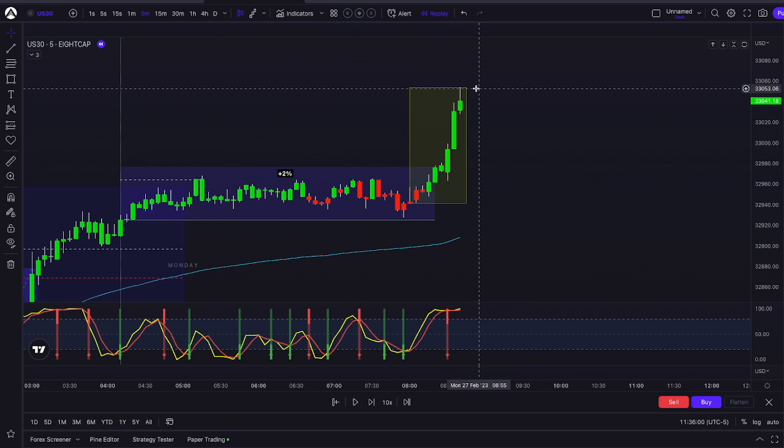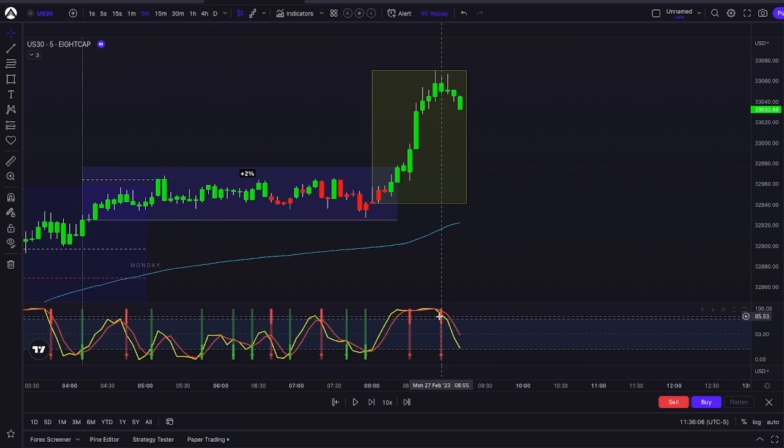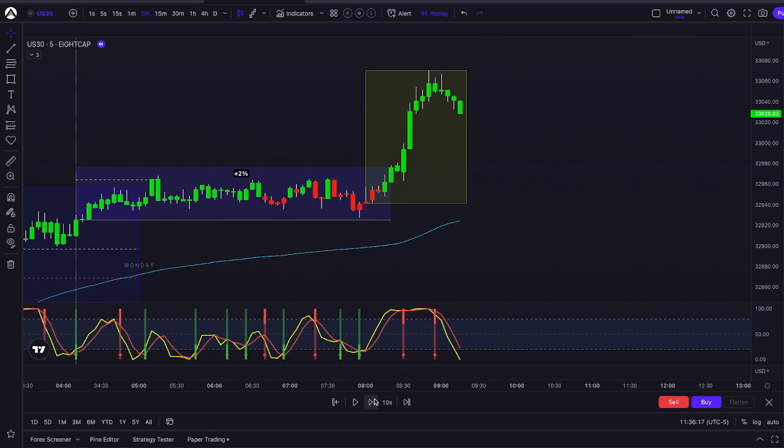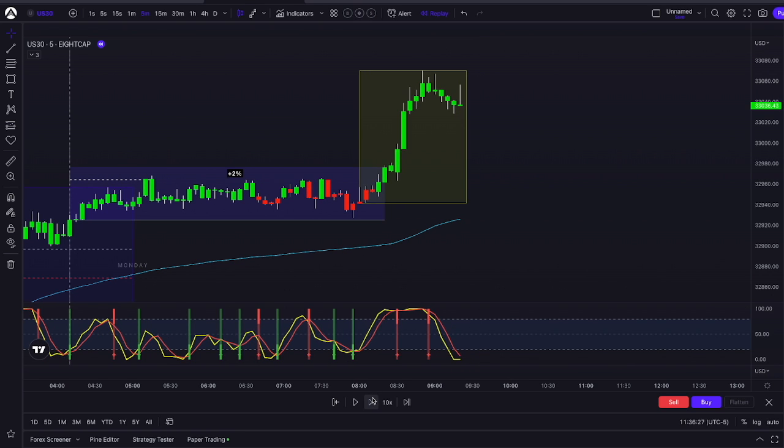Right now we are waiting for a pullback continuation setup. Alright, let's see what we got right here. So we see the stochastic RSI is now below the 50 level, and this is when I bring my full attention to this chart, because now I'm specifically waiting for this crossover to happen and to execute. Perfect execution is my goal right now. So I see we're now below the 20 level, so I start to focus even more.